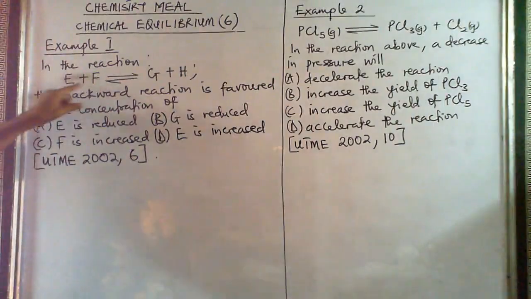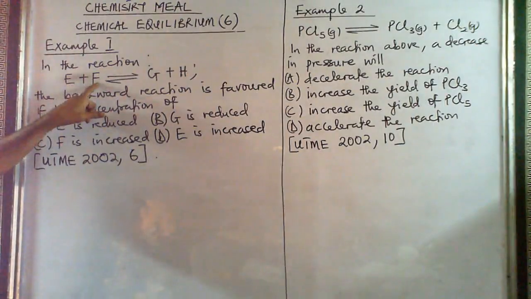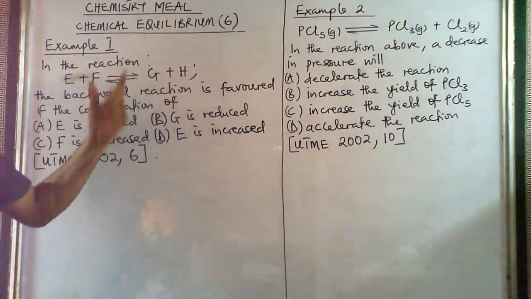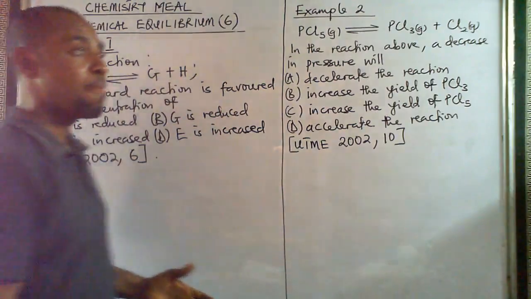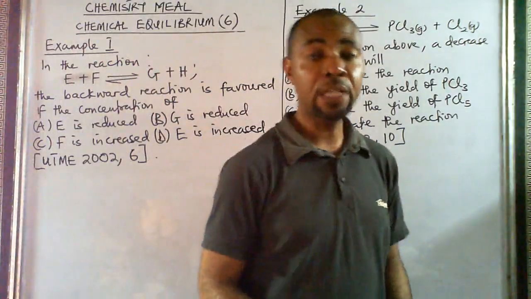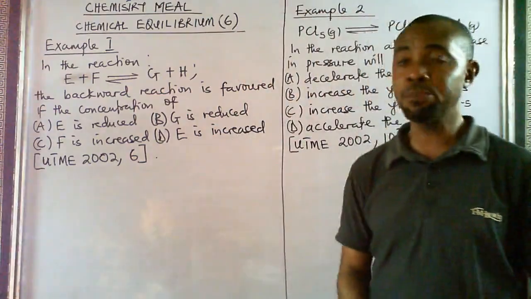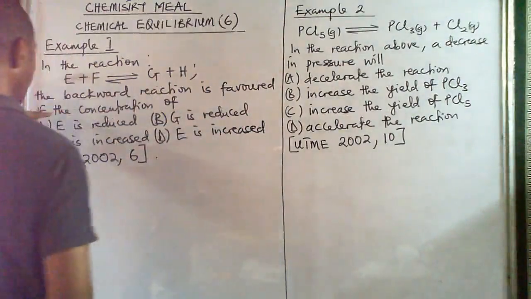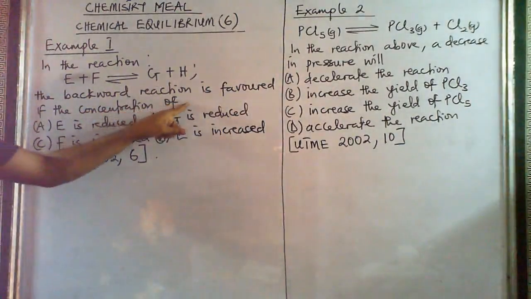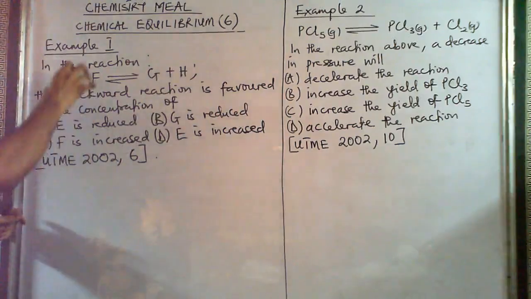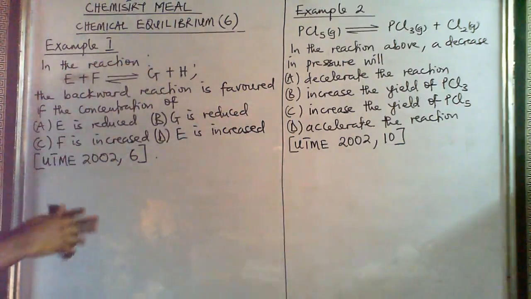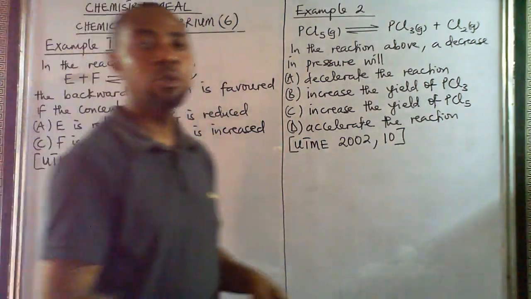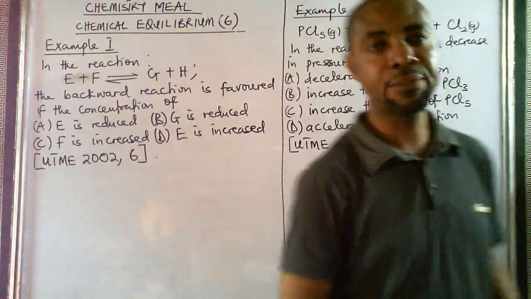In this reaction, E reacting with F to produce G and H. It's a reversible reaction. Remember, one of the characteristics of reactions in equilibrium is that they must be reversible. So they say the backward reaction is favored if the concentration of what? What will make the backward reaction to be favored? That's what they are asking.